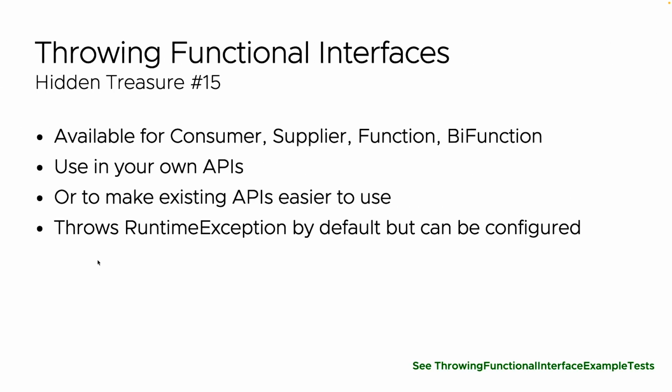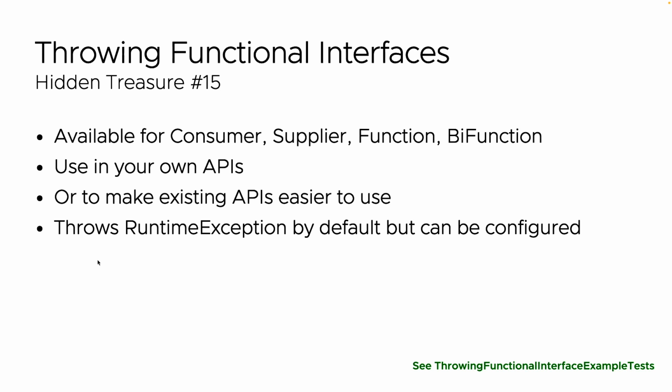Throwing functional interfaces, these are coming in 6. I found them very useful already. They're available for consumer, supplier, function, and bifunction. So you can either use them in your own APIs, which is nice because it allows people to call your API and not worry about the fact they're throwing a checked exception, or you can use it to make an existing API easier to use.